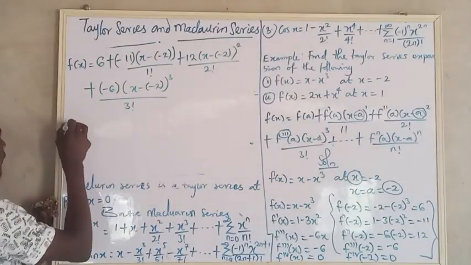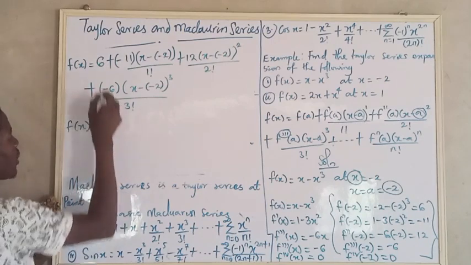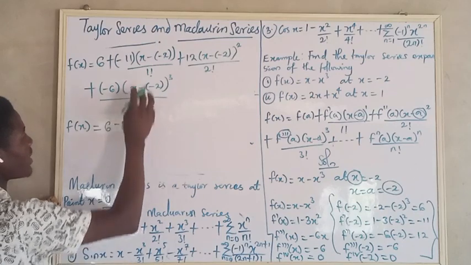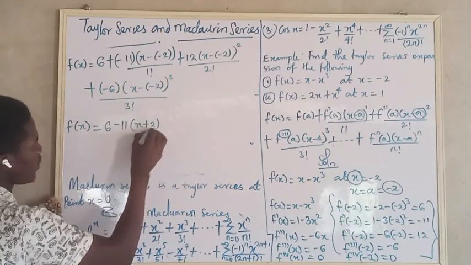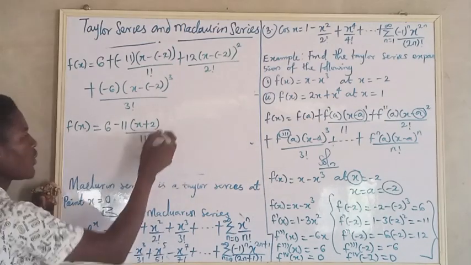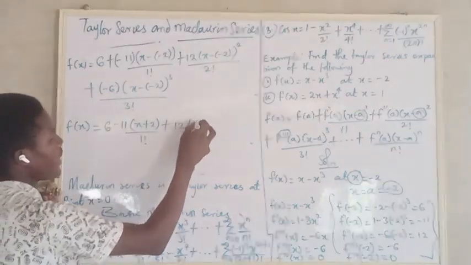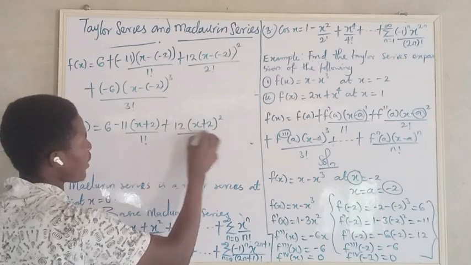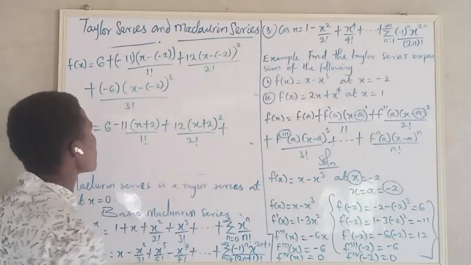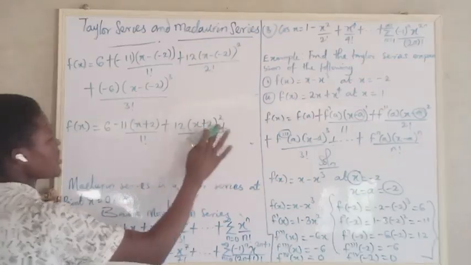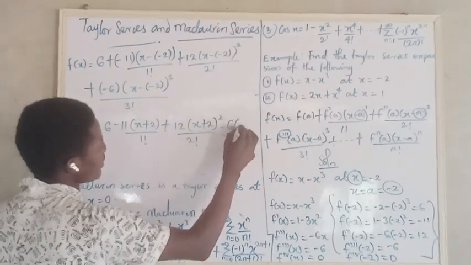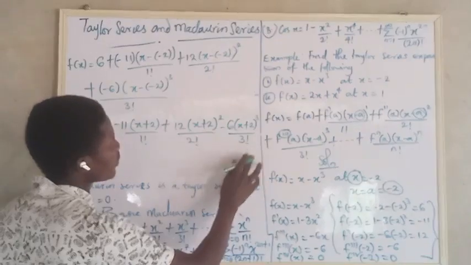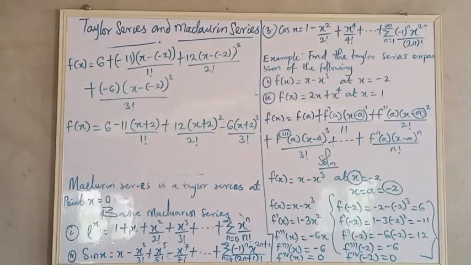So now your final answer on that, what? f of x equal to what? 6 plus, and minus is what? Minus 11, open bracket. This one gives you what? x plus 2 over what? 1 factorial, plus 12 (x minus times plus, and minus and minus will give you plus) 2, raised to power 2, over what? 2 factorial. Then plus what? Minus times plus, that will give us minus. Then 6, x plus 2 raised to power 3 over 3 factorial. So you can decide to leave your answer like this, and you can also decide to simplify further.